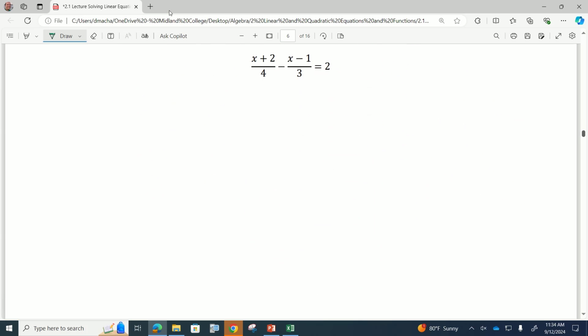Here we go. What do I want to do when I see (x plus 2) divided by 4 minus (x minus 1) over 3 equals 2? What's going through your head? Maybe multiply by 4. It can be either, right?